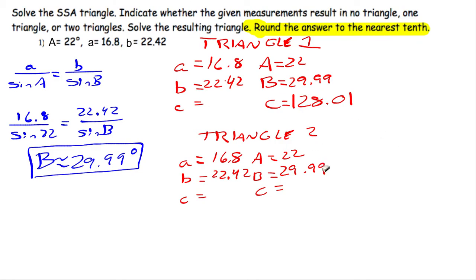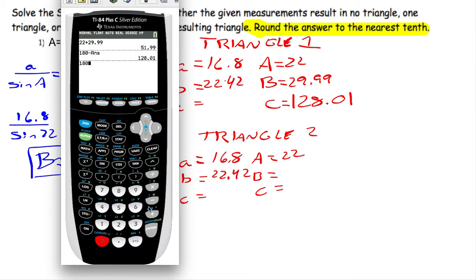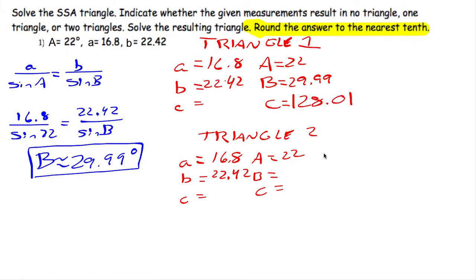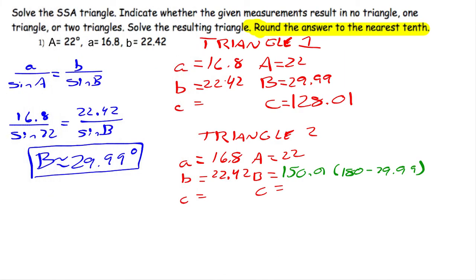Okay, actually, I made a little bit of a mistake here. In this second triangle, what we want to do is find a supplementary angle. So I would do 180 minus 29.99, and that would get 150.01. So I'm going to put this here, 150.01. And so that is 180 minus 29.99. Now, could this be a triangle? Well, if I do that value plus the angle I already have, 22, I get this. That is less than 180, so that means that angle C would be 7.99 degrees.